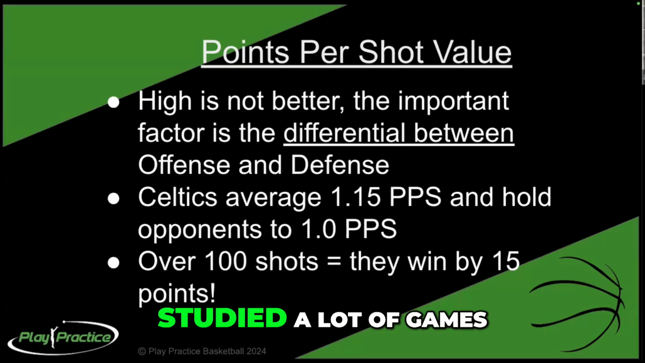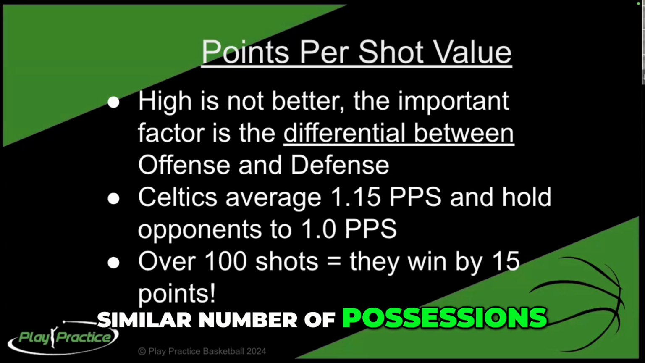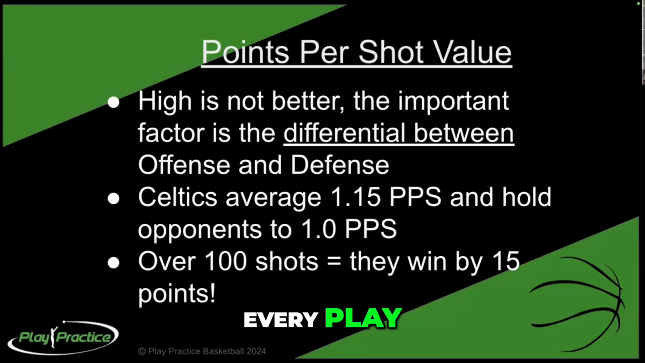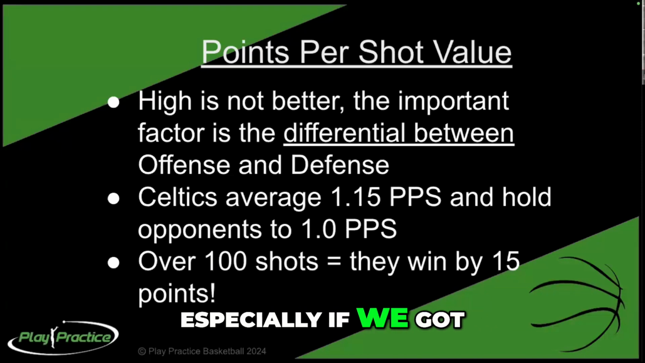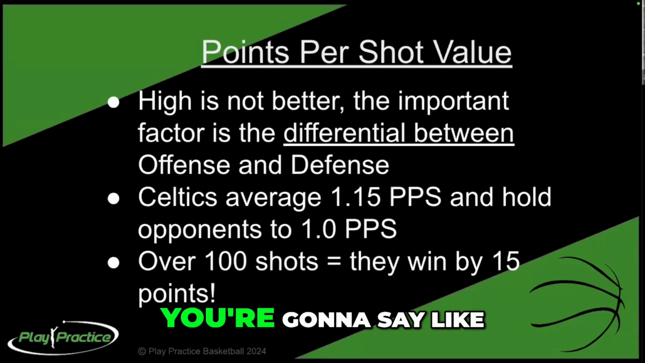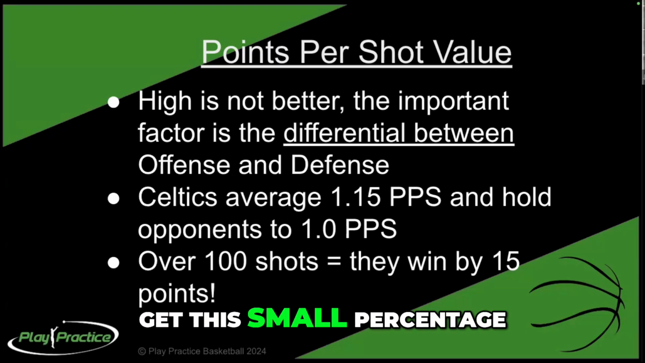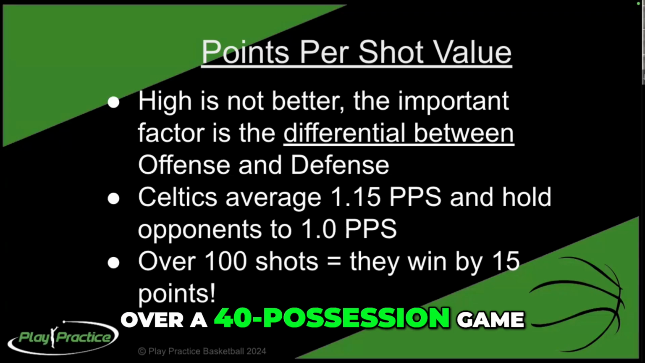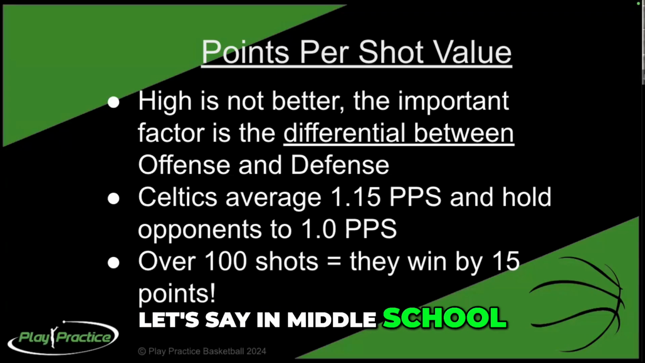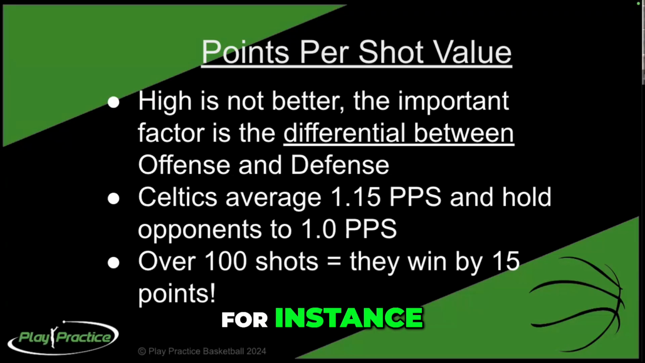And really, when we've studied a lot of games, you'll see that most games have a very similar number of possessions, right? We're changing possession after every play, and so we might end up with one or two more possessions than the other team, especially if we got steals and fast breaks. But in the end, over a season, you're going to say we were pretty much equal with our opponent. And so if we get this small percentage margin on every shot we take over a 40 possession game, let's say in middle school, it's that percentage times 40 that stacks up to be a 10-point win, for instance.